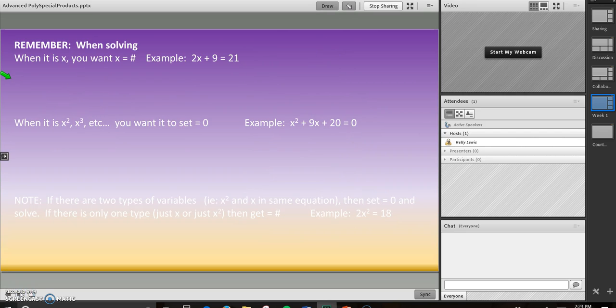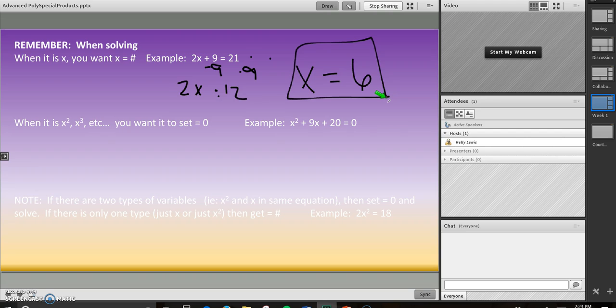All right, so a lot of students get confused on this. I just kind of wanted to review this. When you're solving, and it's just x equals a number, like 2x plus 9 equals 21, your purpose is to get x by itself. Here we would subtract 9, so we get 2x equals 12. Then we would divide by 2, and we would get x equals 6. All right? And so we want the ABCs equal to 1, 2, 3 when we're solving.